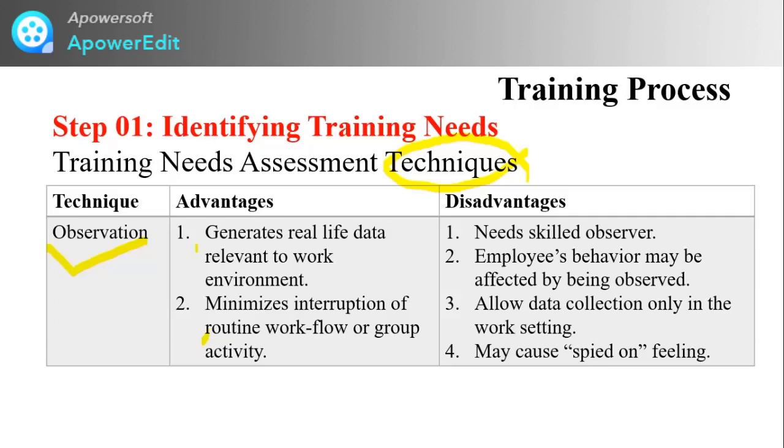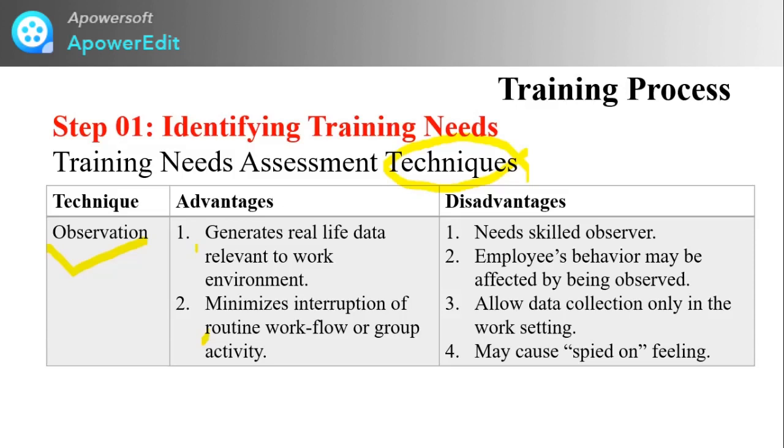Third one, it allows data collection only in the work setting. You can get employee performance data only from the work setting. Sometimes, for some jobs, you can't use observation to identify needs. For example, scientists: how do you gather the data? It is difficult because scientists usually do the job in his or her mind. Their behavior is very difficult to use as a source of data.